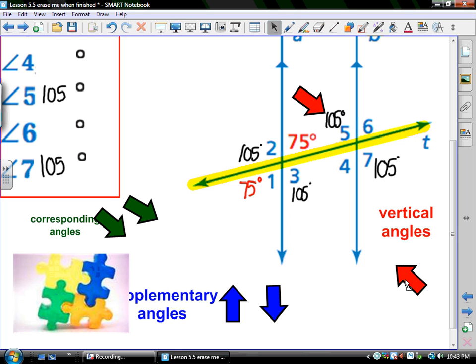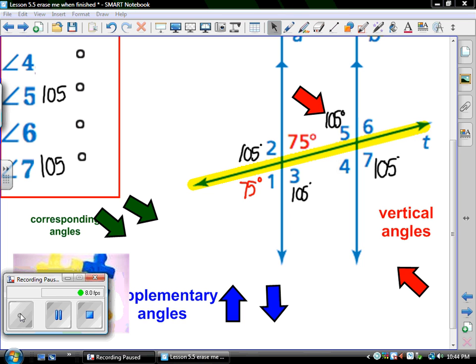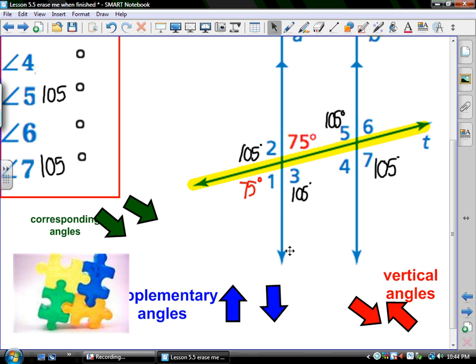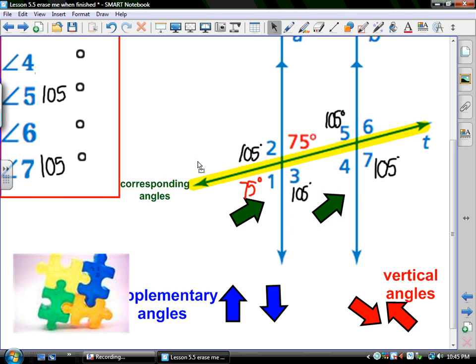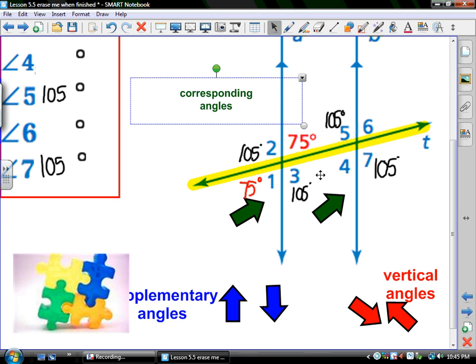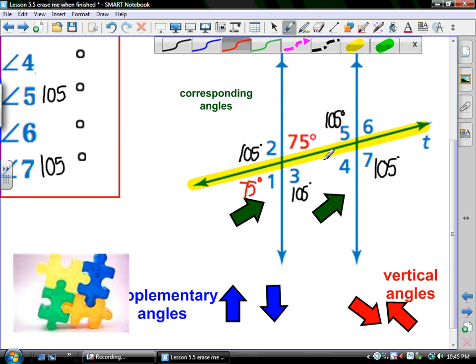Two angles left. If I go back to corresponding angles, all right, sorry peeps. Start the rain, I thought I was going to lose electricity. So let's wrap this baby up. If I go back to my definition, corresponding angles, congruent. Angle 1, angle 4, corresponding angles. Therefore, they are congruent. Angle 1 is 75. Angle 4 has to be 75.